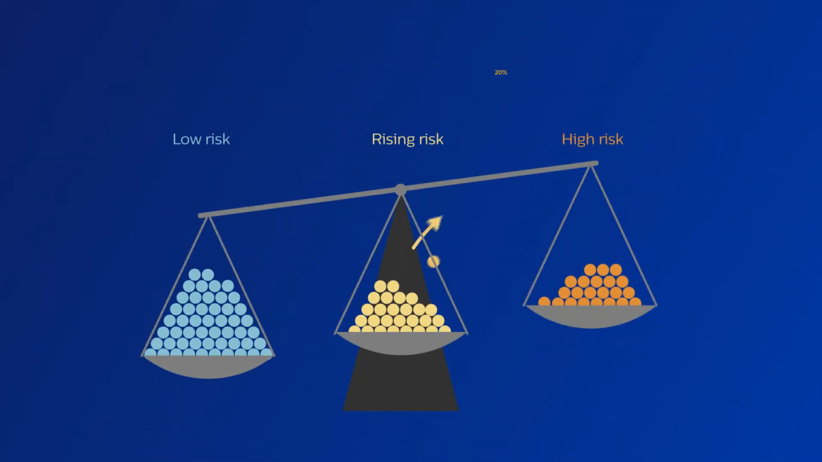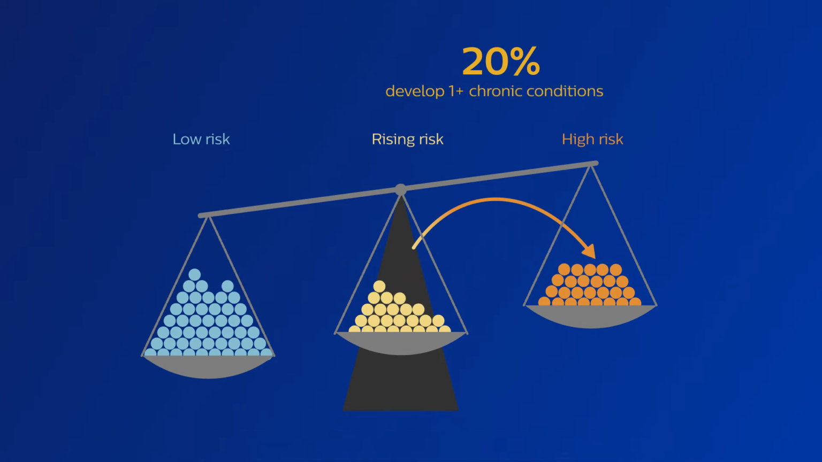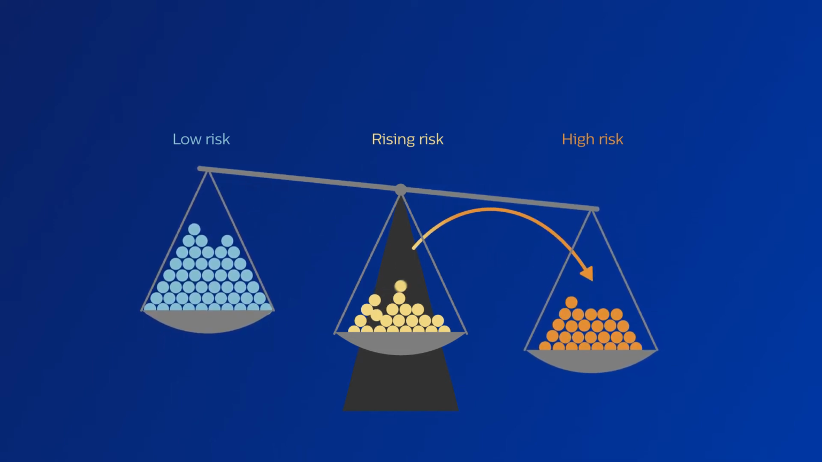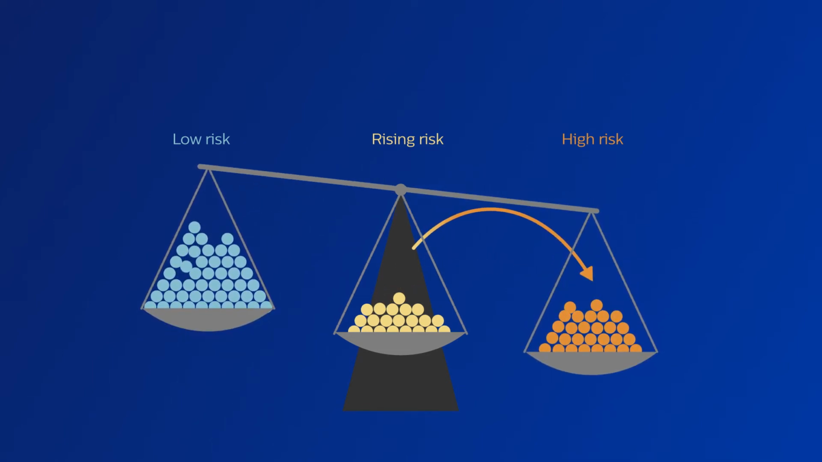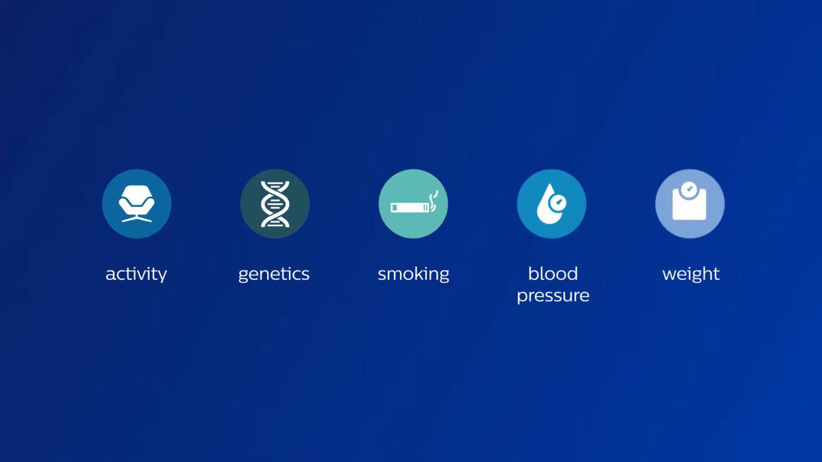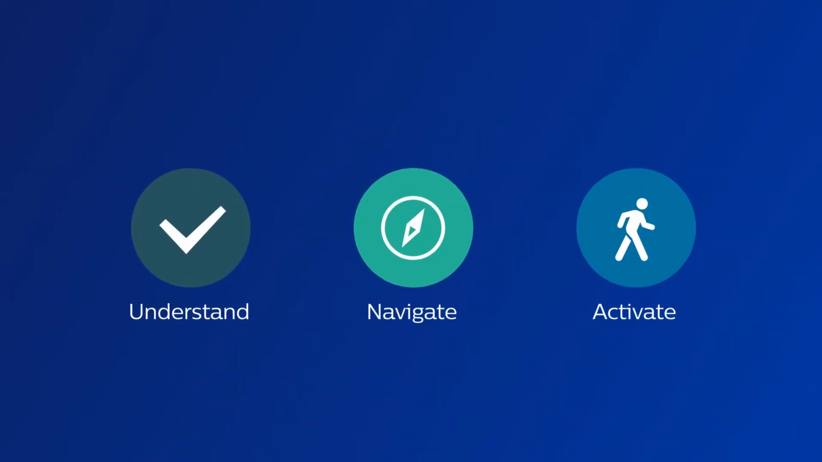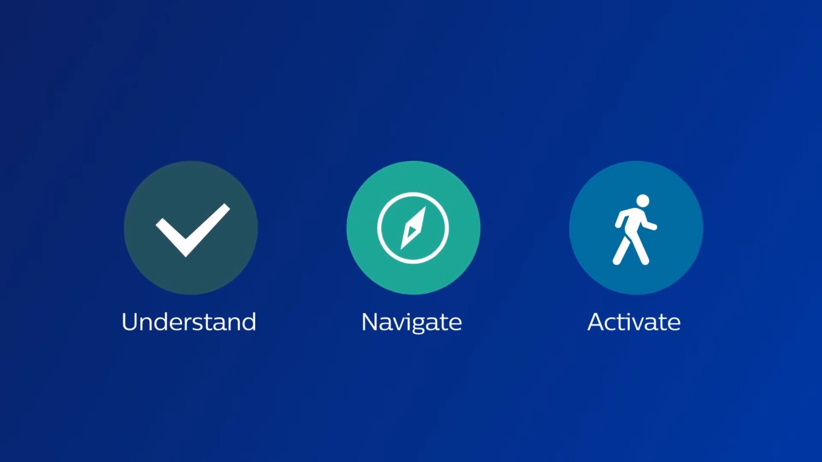Without intervention, up to 20% of those at risk may develop one or more chronic conditions each year, creating more high-risk patients that could put your program in the red over the course of 5 years. Failing to address risk factors in these low and moderate risk groups is a common but costly mistake. That's why having a robust PHM platform is so important. Your PHM platform should enable you to take three important steps.